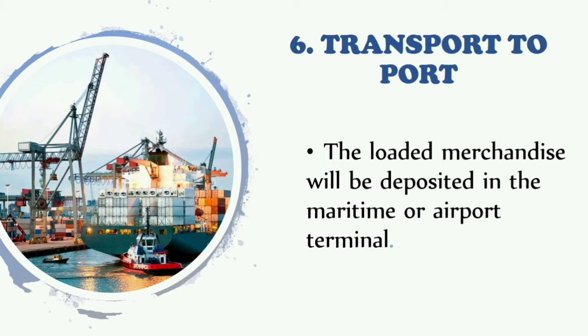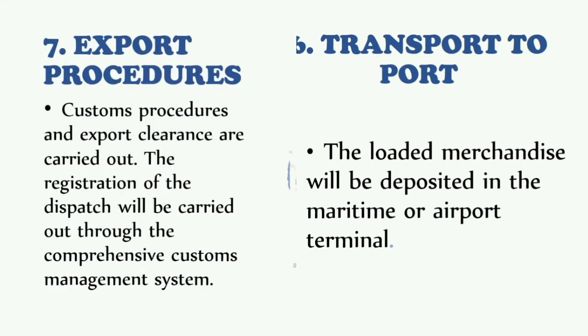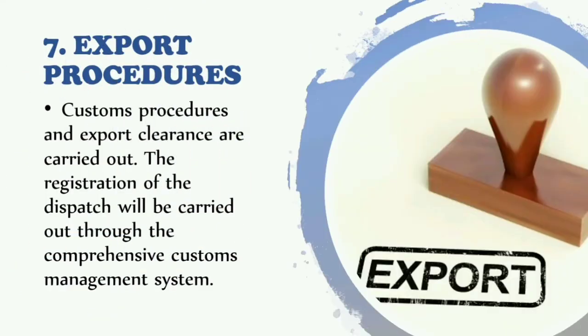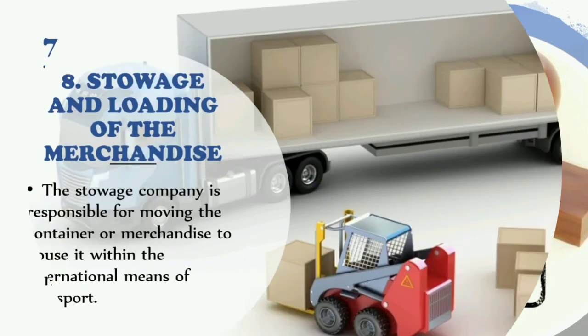Port to port shipments are those in which the containers are transported from the port of origin to the port of destination, not including the transport service before or after the shipment load. Number seven, export procedures. Customs procedures and export clearance are carried out. The registration of the dispatch will be carried out through the comprehensive customs management system.